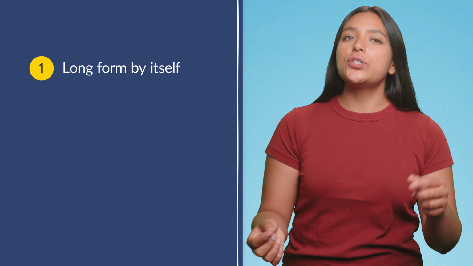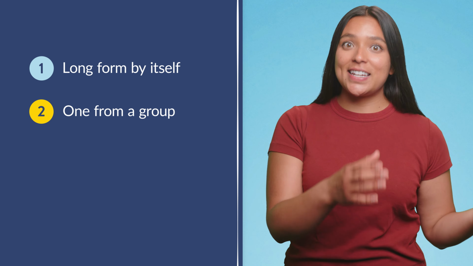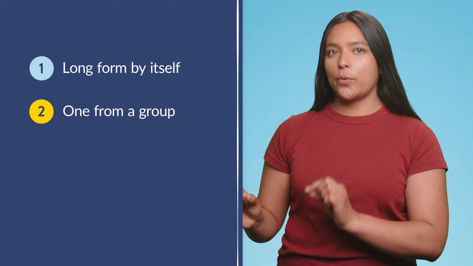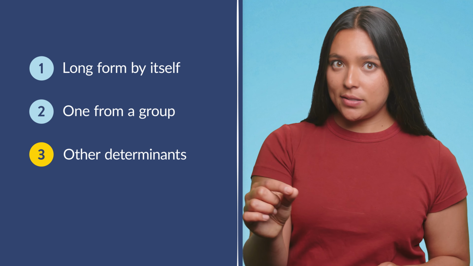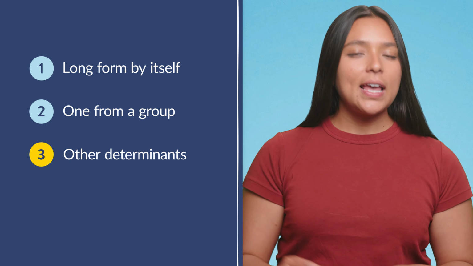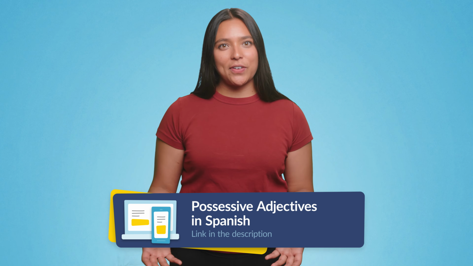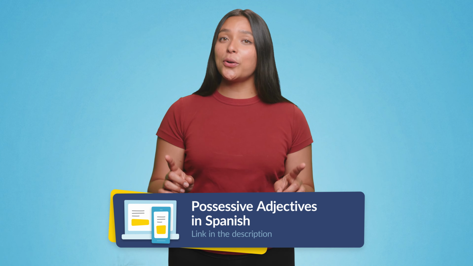In addition to body parts, other things which are placed on the body, such as clothing, also generally follow this rule. So remember those four types of structure: long form by itself, which is the most common; one from a group where we use the indefinite article before and the long form adjective after; other determinants go at the start or the end if they are short or long form respectively; and possession without possessives, which use reflexive pronouns. Remember, you can find more examples of everything we've covered in the Possessive Adjectives article on our website in the link below.